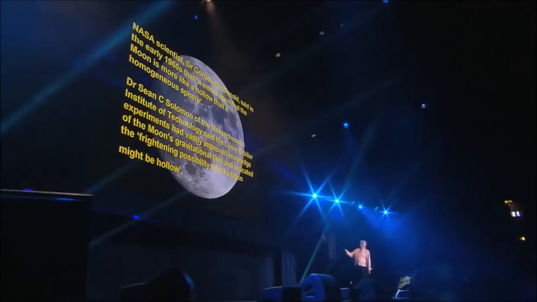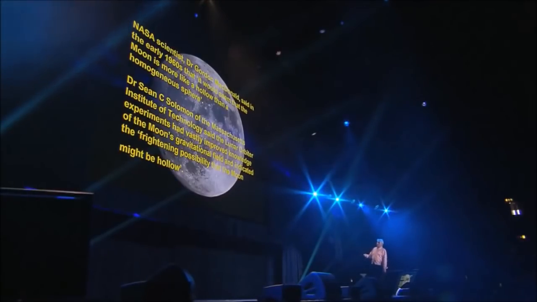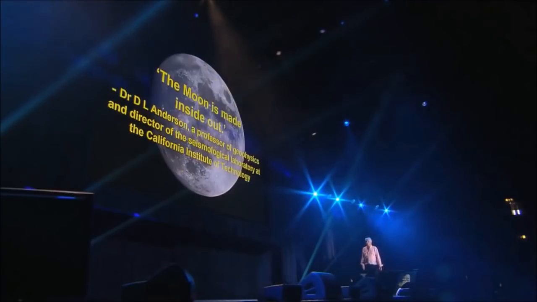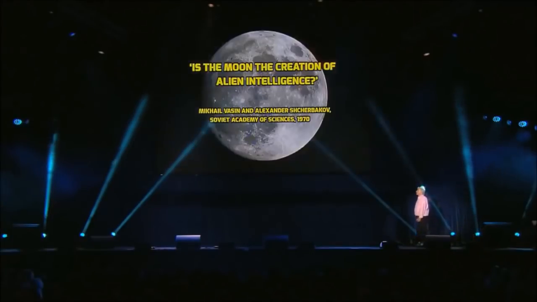This is NASA scientist, again, Gordon MacDonald. It would seem that the moon is more like a hollow than a homogeneous sphere. This man from MIT said the lunar orbiter experiments had vastly improved knowledge of the moon's gravitational field and indicated a frightening possibility that the moon might be hollow. The moon is inside out, said this scientist. And as Carl Sagan said, a natural satellite cannot be a hollow object.